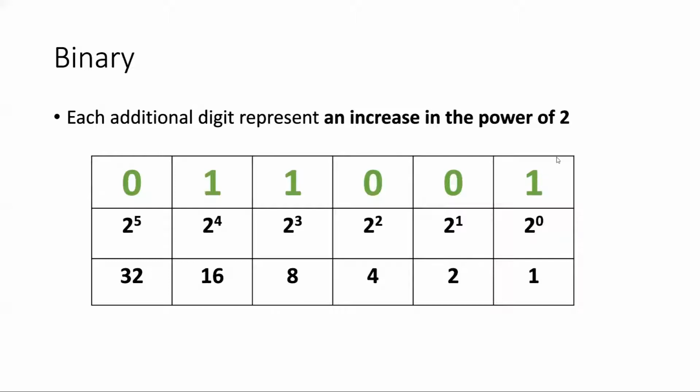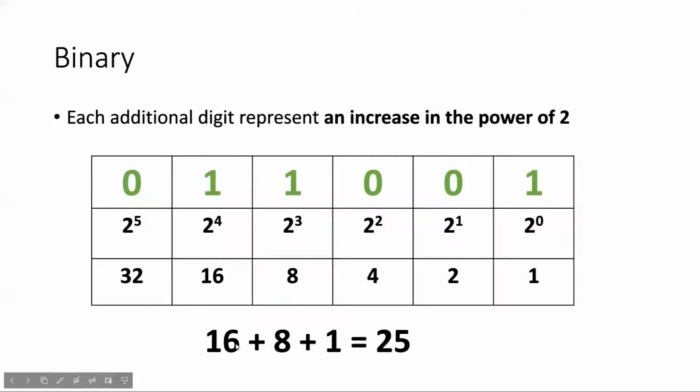So if we want to see what is the decimal representation of this number, we need to know what is the value for each of these positions. So here we have 16, and then we have 8 in here. These are 0, so they don't add anything. And we have 1 here. So we need to add up all those numbers. So we get 16 plus 8 plus 1, which adds up to 25. So this is the binary representation for 25.